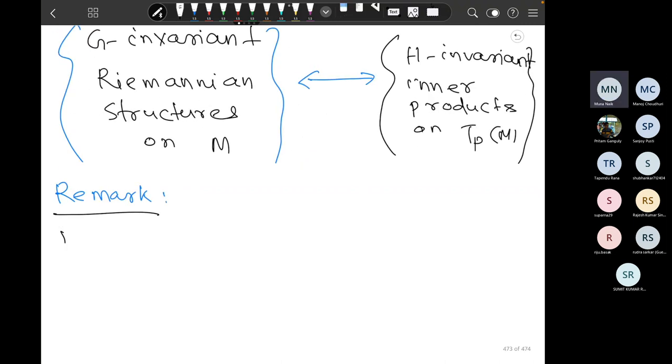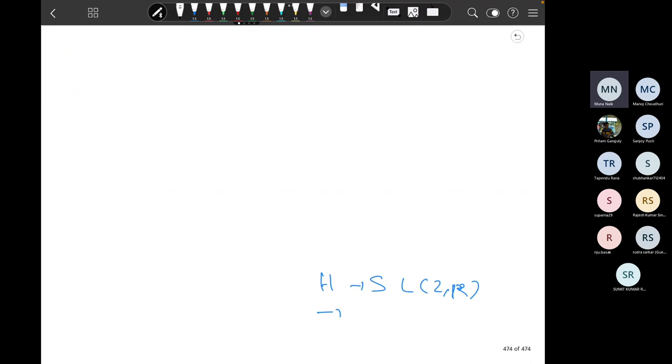Remark first. I am saying that if H is equal to SL2R, and the isotropy representation is non-trivial, then you will not get any H-invariant inner product on T_pM, because SL2R has no finite dimensional unitary representation. I will give another example.